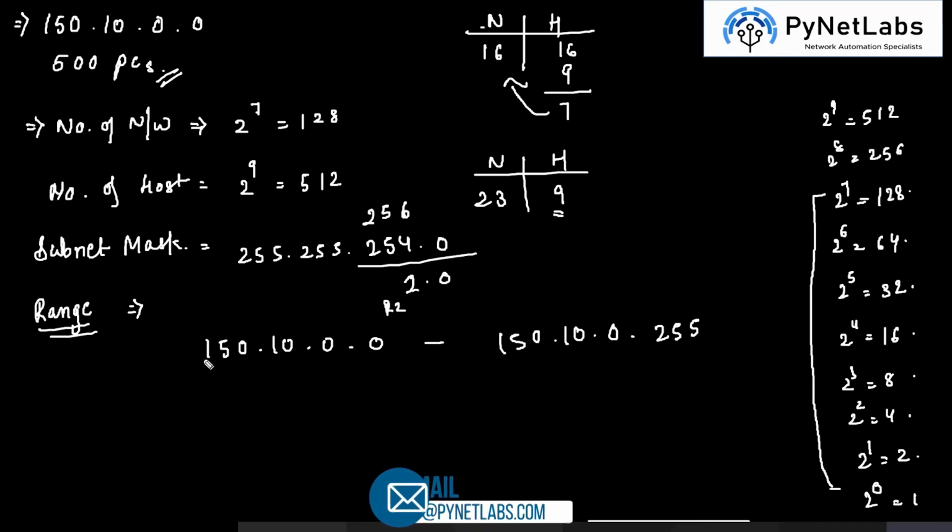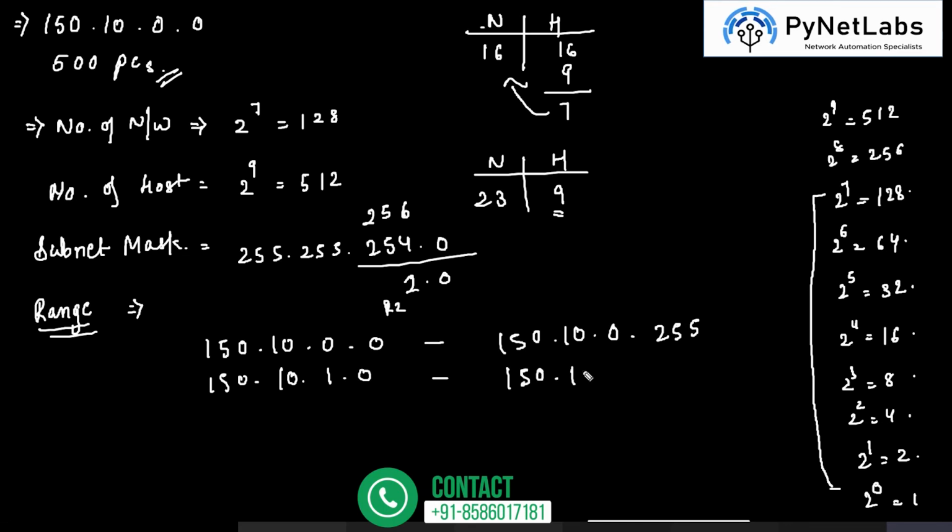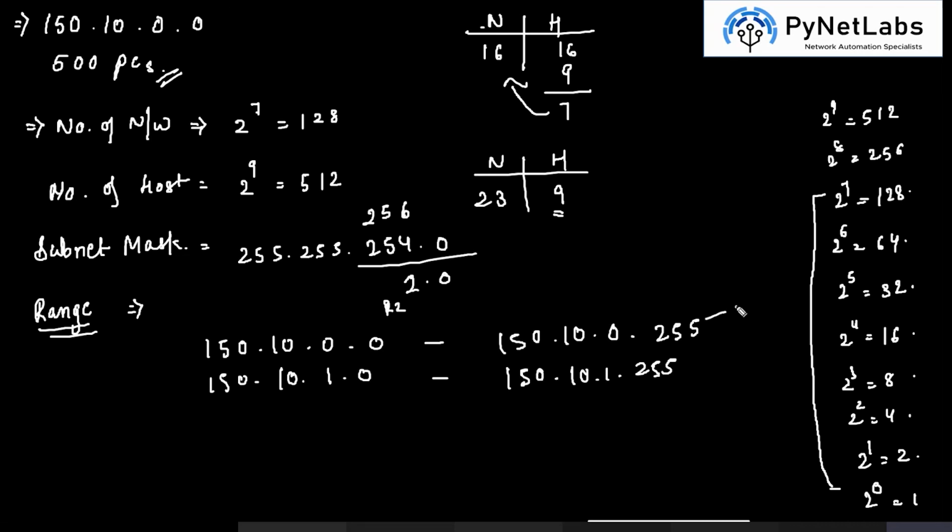Now the range will become 150.10.1.0 to 150.10.1.255. Is it clear now? So this is the part of 256 addresses, and again this is the second part of 256 addresses.